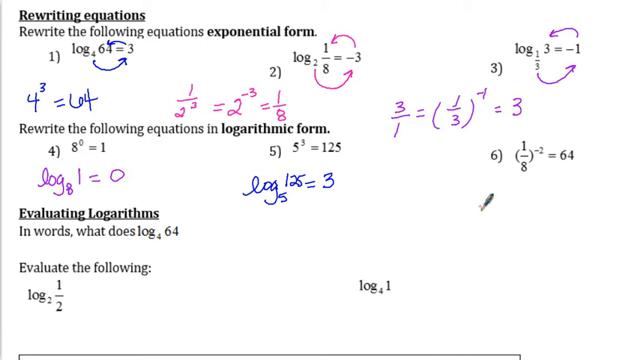Let's look at example 6. We set up our log and our equals sign. This right here is the base, so that goes with the little curly part of the g, that's the base. And that base is being raised to the negative 2 power, and the answer to that question is 64. So that's how we convert from exponential to log.